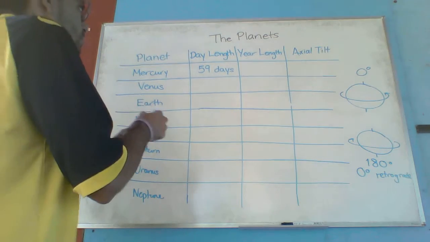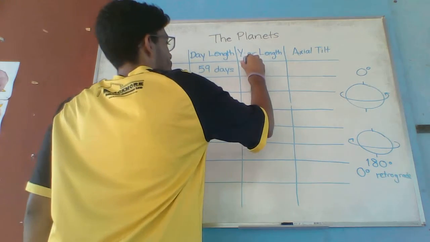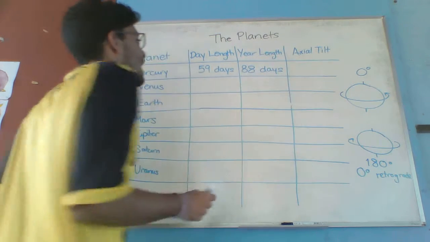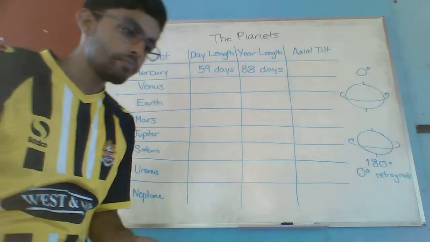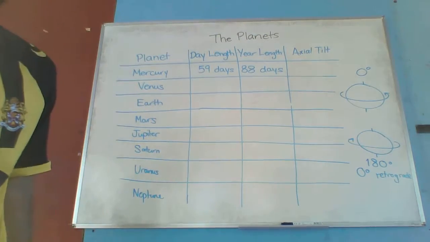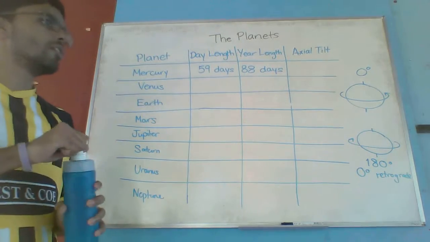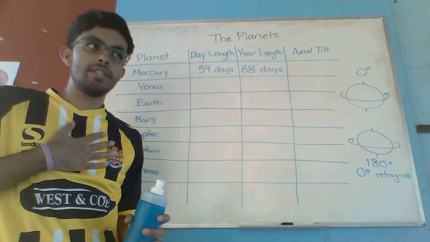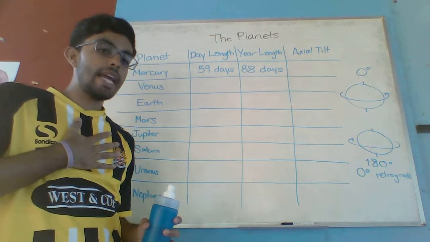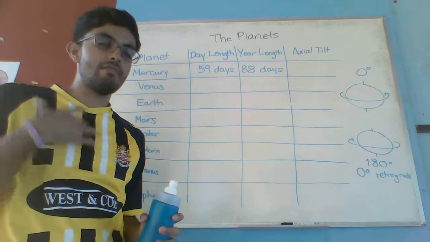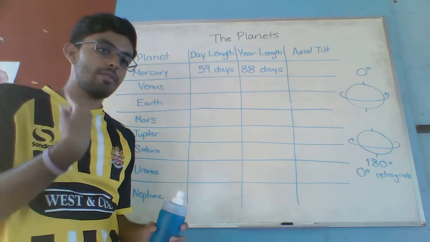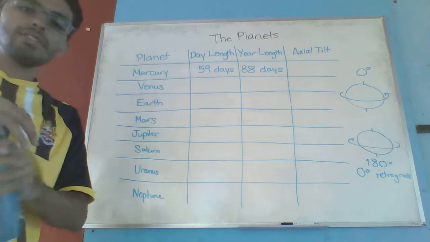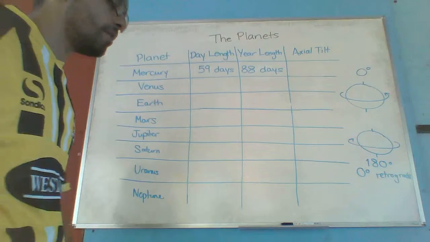Now the length of a year on Mercury is much, much shorter than the length of a year on Earth. It's only 88 days. So that's pretty short when you think about it. 88 days is just shy of 3 months, or about a quarter of a year. So basically, for me being 20 years old on Earth, I would be 80 years old on Mercury, because for every 1 Earth year, Mercury is able to go around 4 times. So the year length on Mercury is much, much shorter.